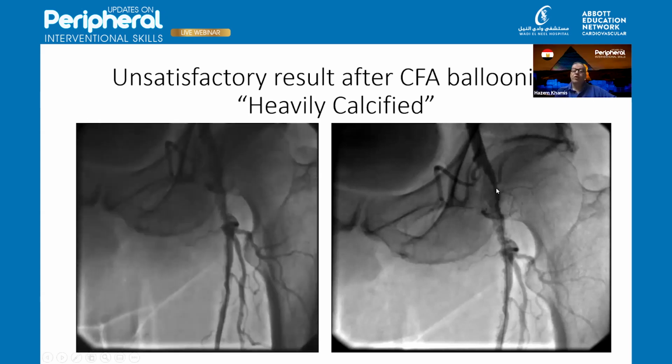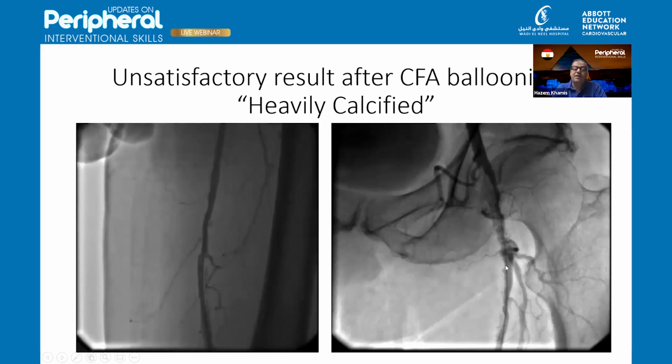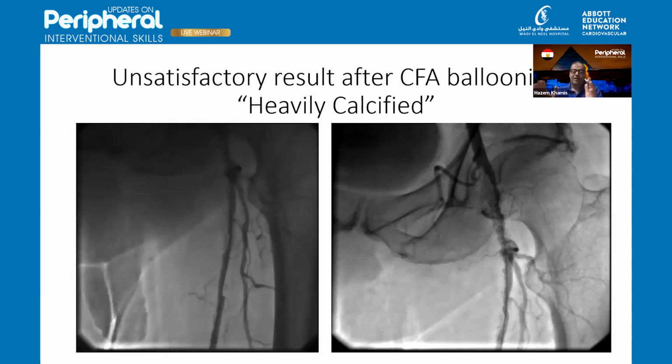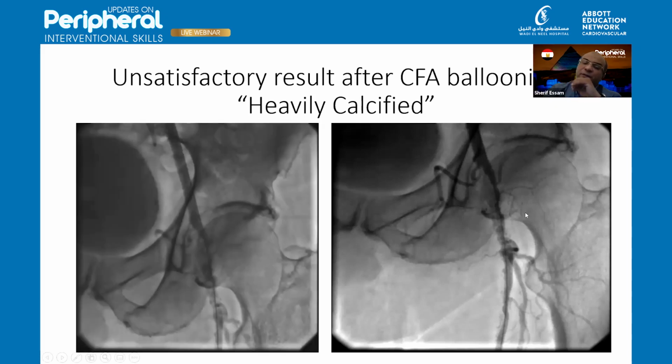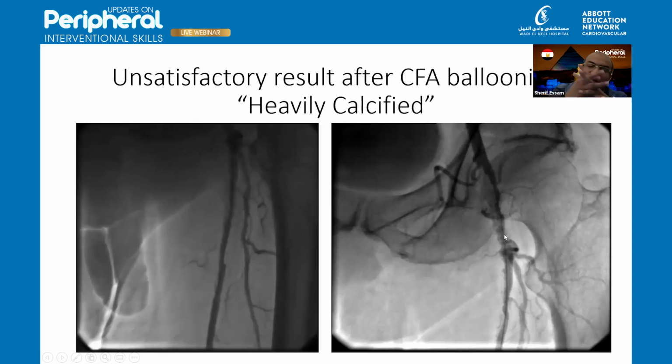Alberto, when using the balloon inside this calcified artery, you can see here the image of the common artery after the initial ballooning. So what do you think?